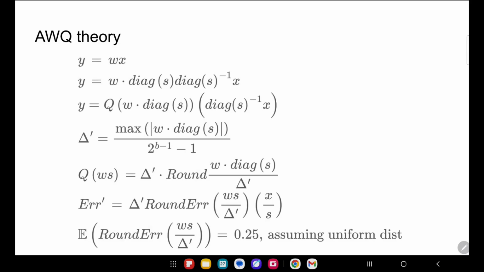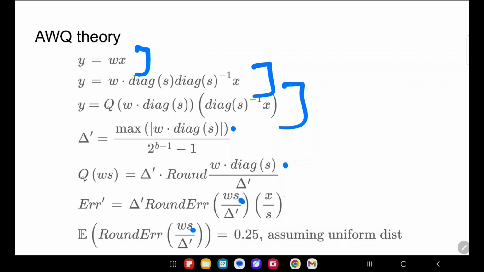So if we continue from the previous equations that we had discussed, Y = WX, we want to reduce the magnitude of the activations in the input. We can inversely scale the activations, and then to counter that we will scale the weights as well, which is almost similar to quantizing the scaled weights as seen in the equation. So now we can replace W by WS in almost all the equations.